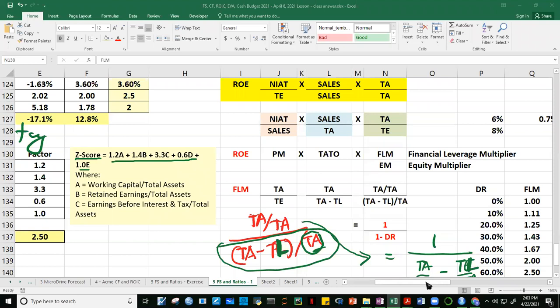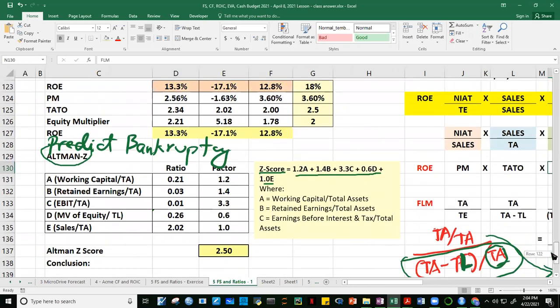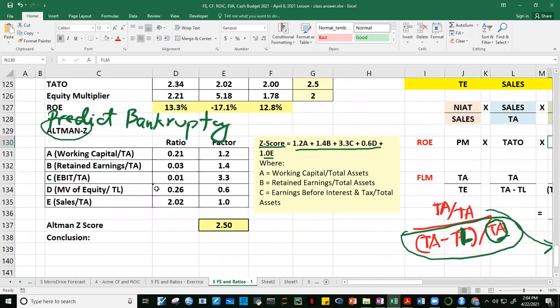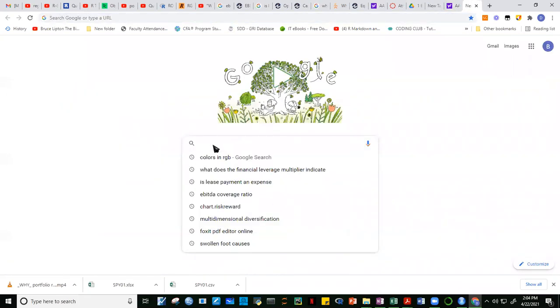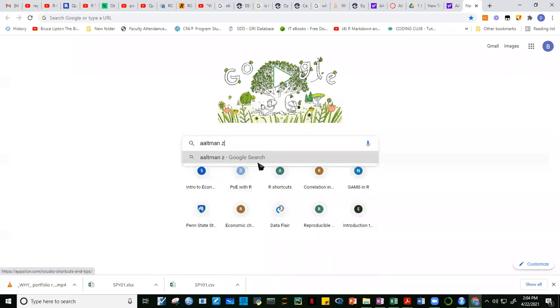Yung last topic natin is the Altman Z. Okay. So I hold you responsible guys to reading some things about Altman Z. Marami naman discussion yan sa internet. Sige, ilagay na lang natin. So let's take a look at Altman Z. Okay.